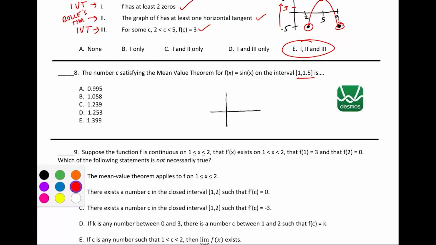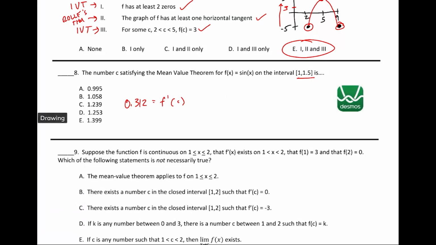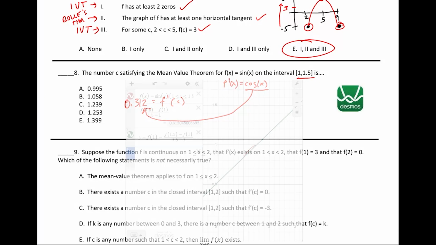We've got this slope of the secant line, which we said was approximately 0.312. And we want that to be equal to f prime of c. We're trying to find that c. So let's start with the derivative of f of x. The derivative of sine is cosine. And so we want to know, when is cosine of x equal to 0.312?